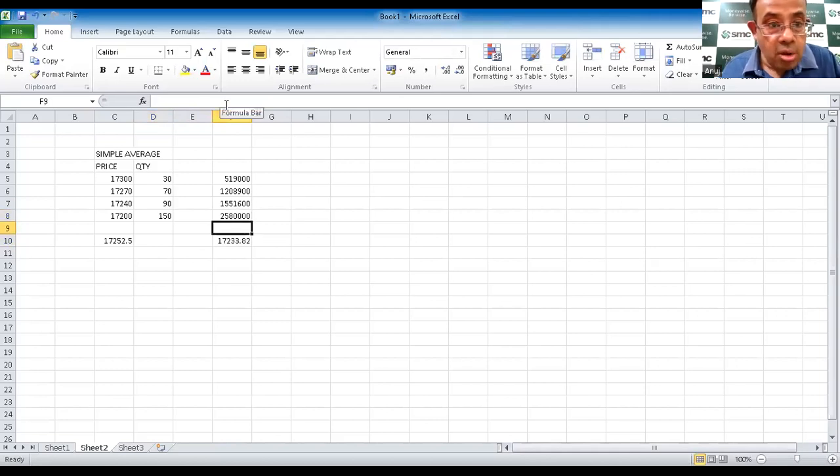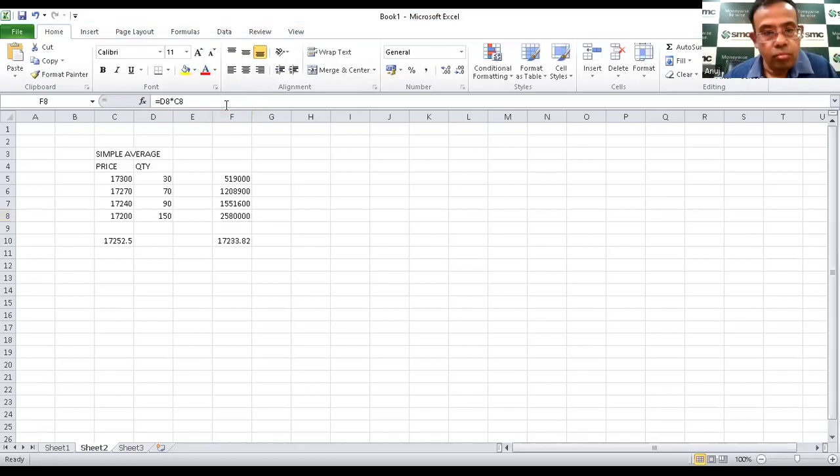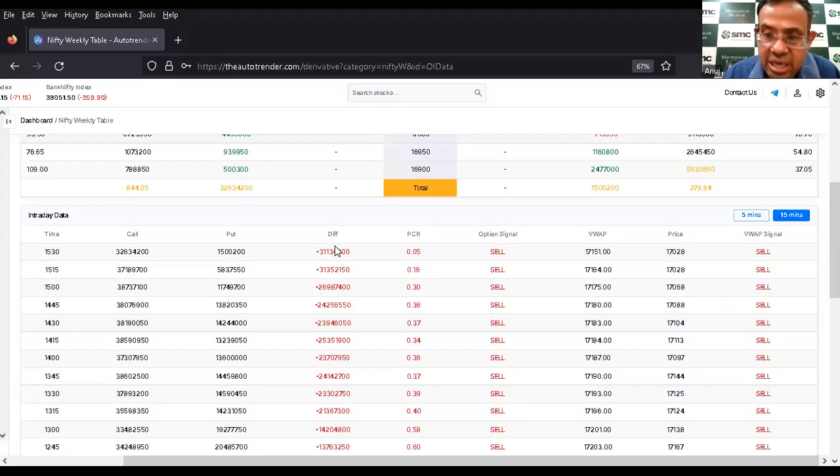So how did the VWAP change? It changed from 17,260 immediately to 17,233. Whereas when we take the simple average into consideration, it hardly dropped from 17,270 to 17,252. Nothing more than that. No importance to the volume being traded. So volume adds effectiveness to the whole situation. So here we see that VWAP is a much more stable concept.